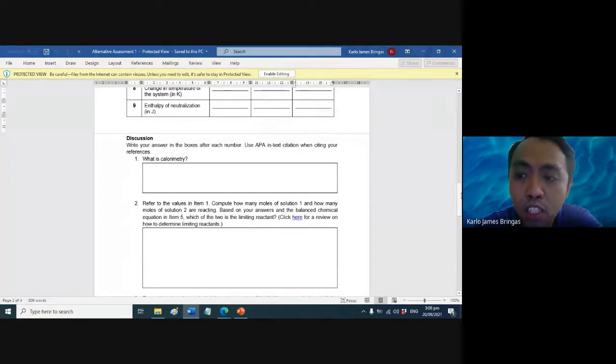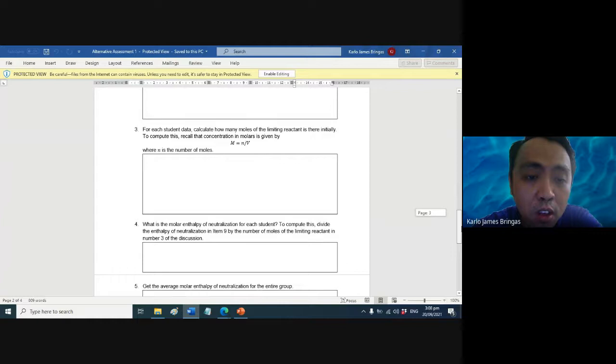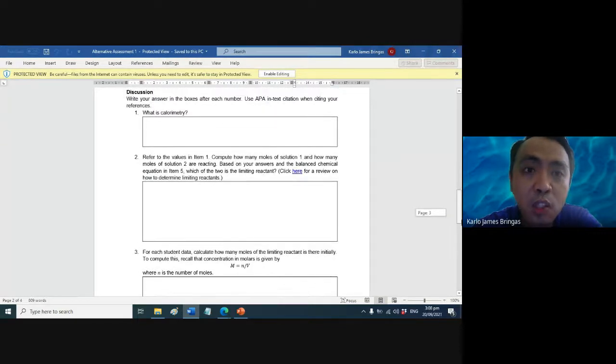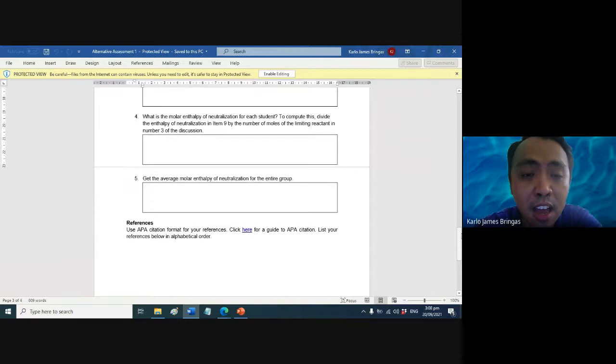And once you already have your data, you can now answer your discussion questions. There are 5 questions all in all. So what you can do, just to lighten the load, you can just discuss amongst yourselves, sino ba mag-a-answer na number 1, sino sa number 2, number 3, and so on. Para naman hindi masyadong mabigat ang paggawa ng activity na ito.